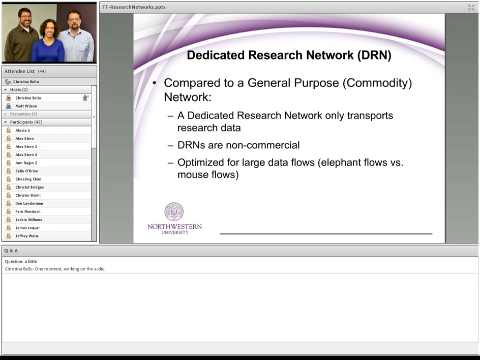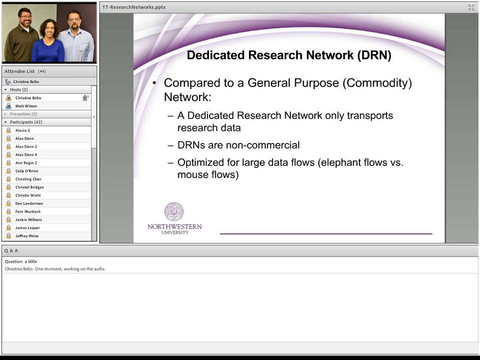At this point, we are going to define the dedicated network, and the way we're going to approach that definition is to compare it to a general purpose or commodity network that we are accustomed to when we connect to the internet through our router at home. We are basically accessing the commercial commodity network that allows us to view websites and download files. Compared to a general purpose commodity network, a dedicated research network only transports research data.